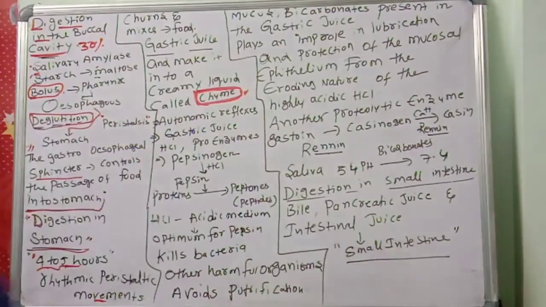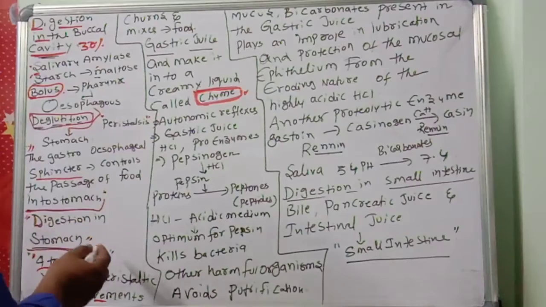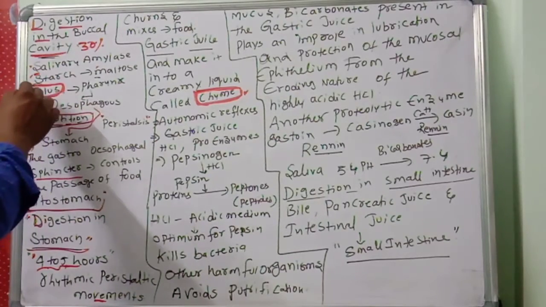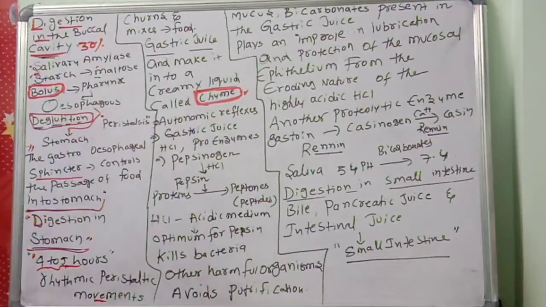So don't confuse it with the bolus. Bolus is different, chyme is different. Bolus is masticated food. Chyme is formed after churning and mixing in the stomach with the gastric juice, a creamy liquid. That is called chyme. That is the most important thing, chyme formation, that we will see in this area.